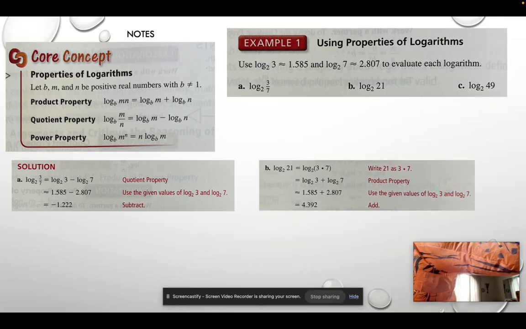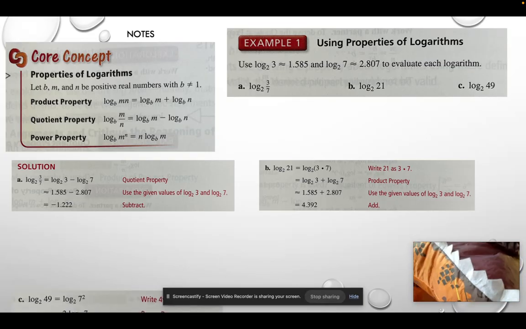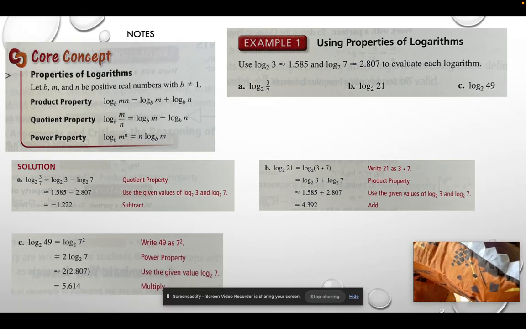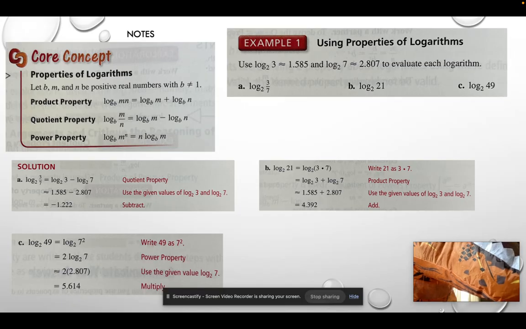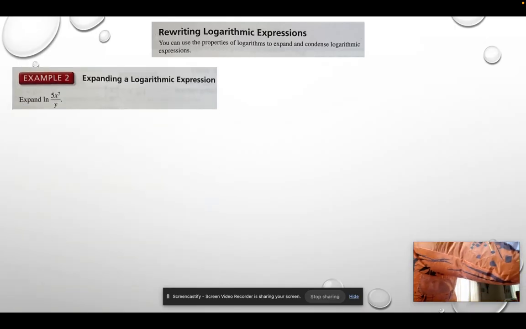And of course, if it's log base 2 of 21, well, that's 3 times 7, which you can break apart with a plus, the product property. And then the last one, log base 2 of 49, that's actually 7 squared, so you can take the 2 and put it out in front. So it's actually 2 times log base 2 of 7, which, remember, log base 2 of 7 was the 2.8 figure, and you'll get the 5.614. Okay? All right, so let's practice rewriting some.